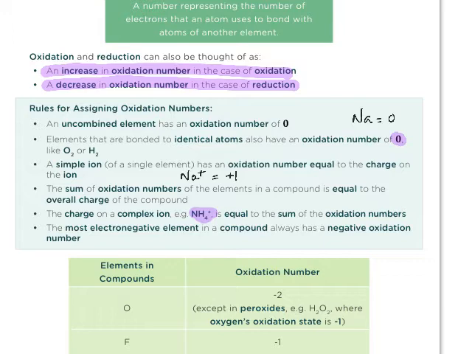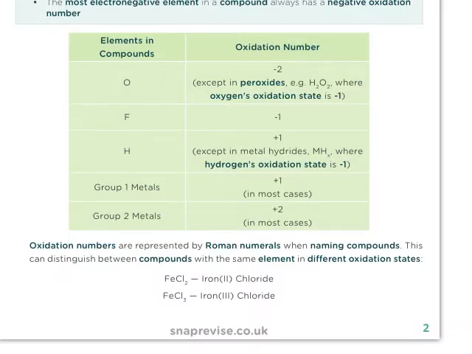And the final rule is that the most electronegative element in a compound always has a negative oxidation number. So if you've got one more electronegative, that will be negative, whereas the other one may be positive. And here's a summary of those rules. There are a few exceptions to those rules, and they can be seen there.